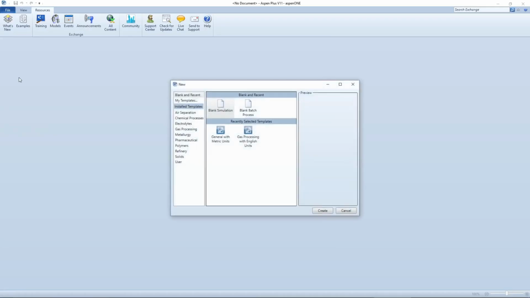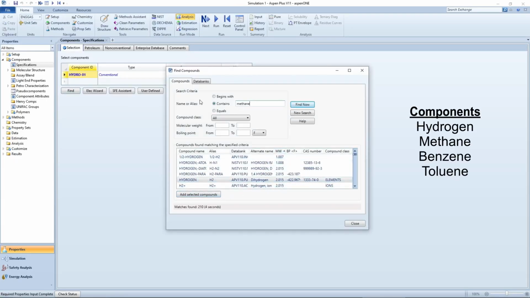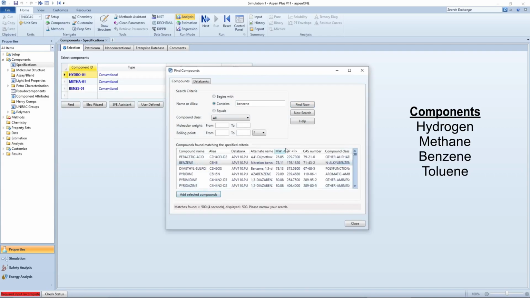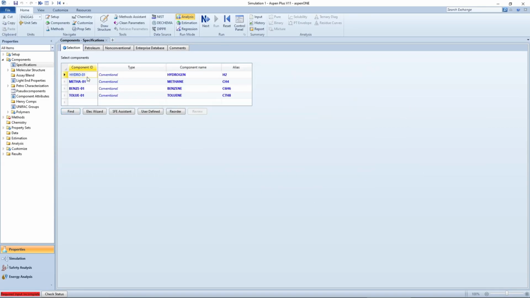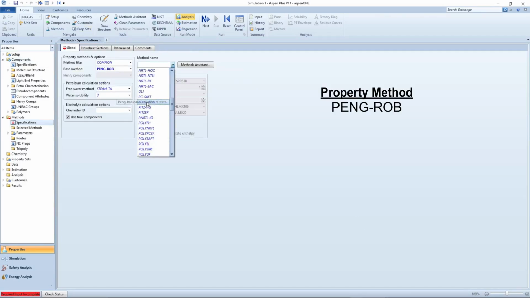To begin, open a new simulation with English units. Input the components hydrogen, methane, benzene, and toluene. You can also rename the components for more clarity. Select the property method Peng Robinson.